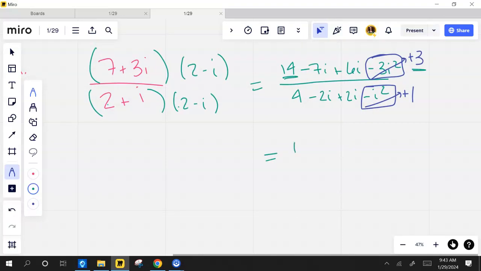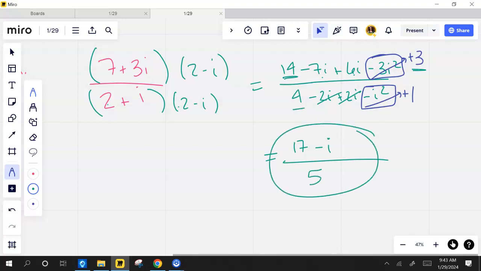14 and 3 give me 17. -7i and 6i gives me -i. And then, yep, on the bottom, the 2 i's cancel. I've got a 4 and a 1, which just gives me 5.